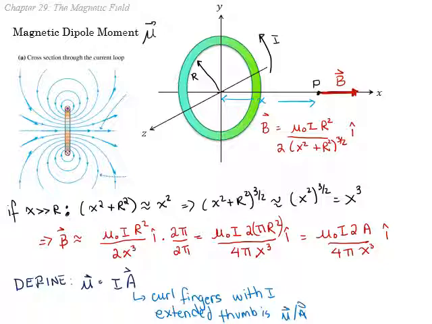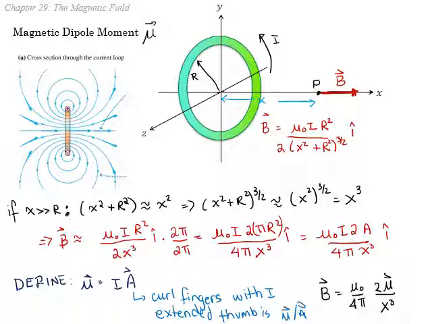So now let's insert this into our expression. So I times A is our mu vector. So for our result, our magnetic field is mu naught over 4 pi times 2 times mu, our magnetic dipole moment, over x cubed. So that's similar to our electric dipole. Something just to be real careful of here is mu naught and mu are not the same thing. Mu naught is our constant. It's the permeability of free space. Mu is current times area, and that's the magnetic dipole moment.